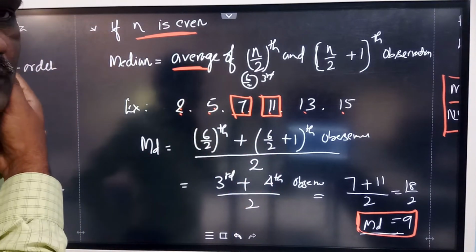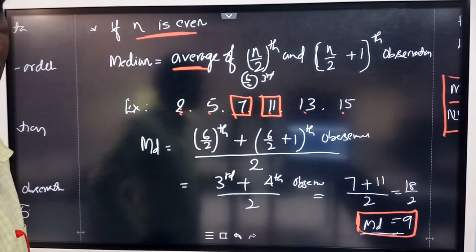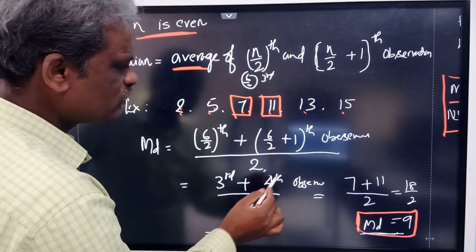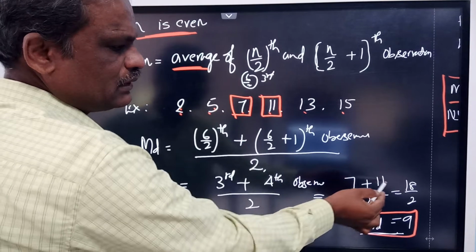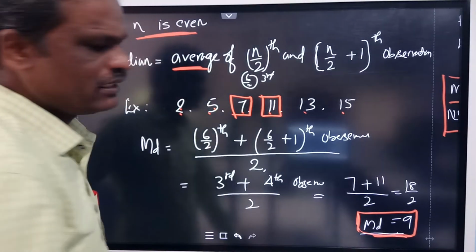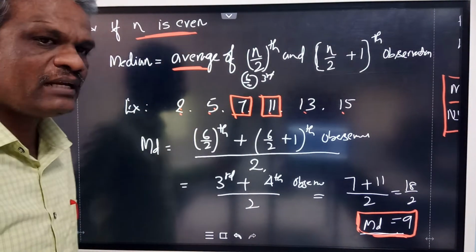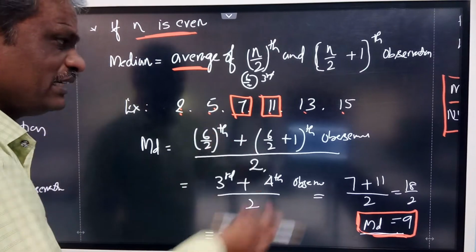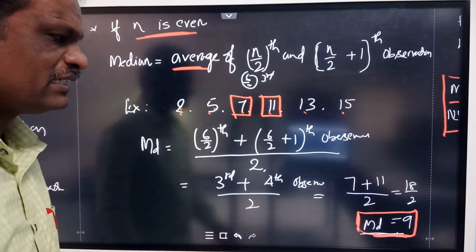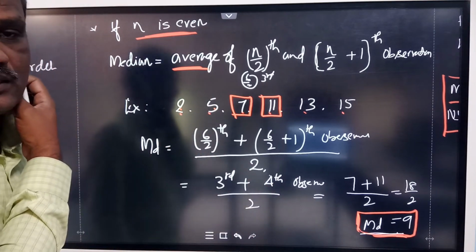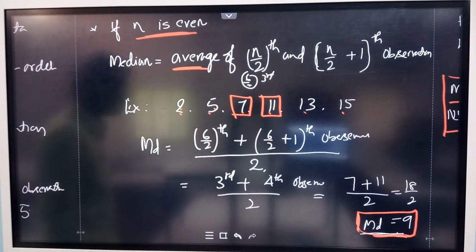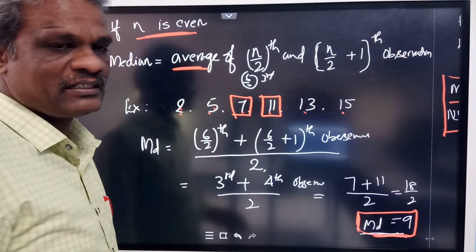It is not 3 plus 4. It is the third observation and also the fourth observation. The third one here is 7 and the fourth one is 11. 7 plus 11 gives you 18, and 18 divided by 2 gives a median of 9. So the median may not be an observation of the given data. 9 is not in this list, but even then you get the median 9. It may not be an entry in the given list. It lies in between 7 and 11.